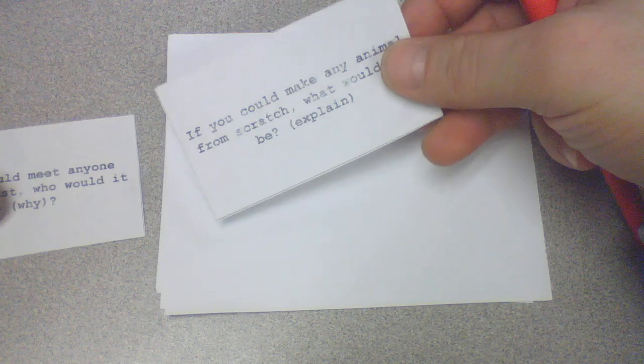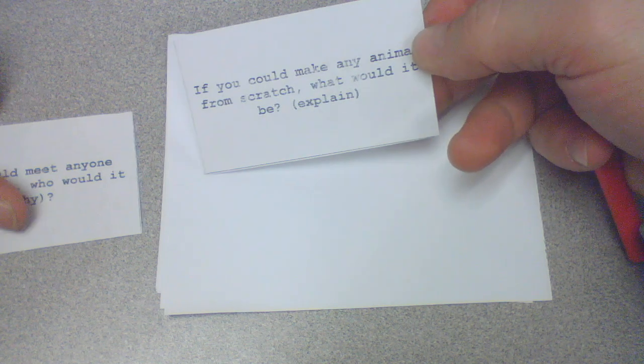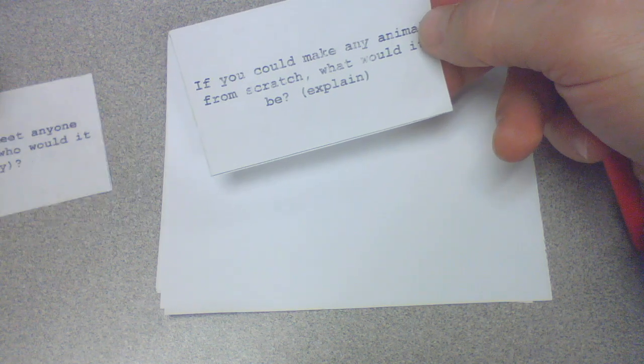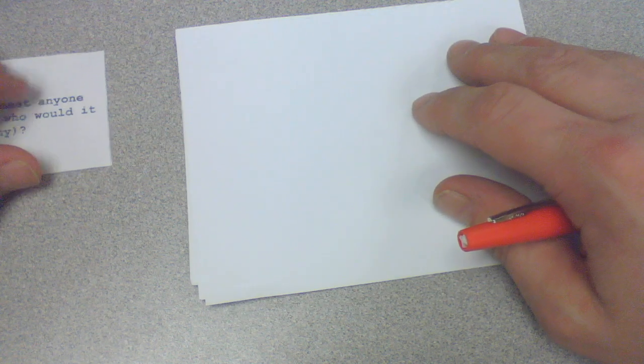So I'm going to start off first by selecting two cards. The two cards are, if you can meet anyone from the past, who would it be and why? I don't know about that one, but let's see what the next one is. If you can make any animal from scratch, what would it be? Oh, I think I'm going to go with the first one I chose. I can meet anyone from the past, who would it be and why? Alright, and then I will go out in the hallway.